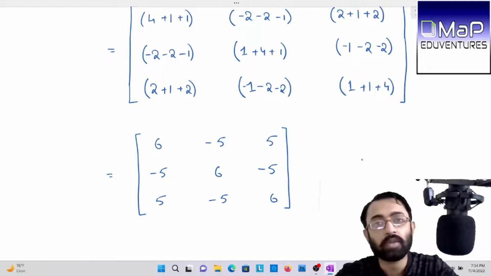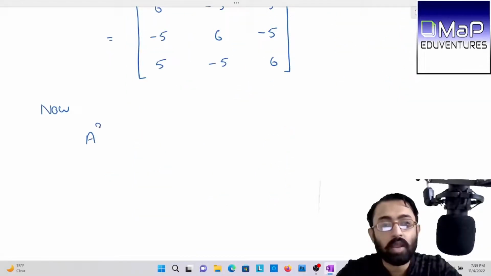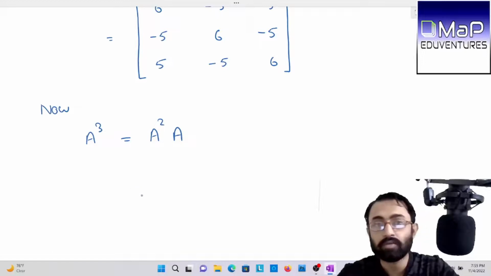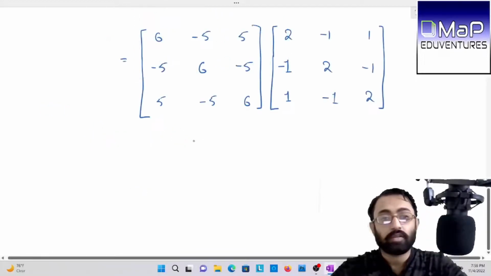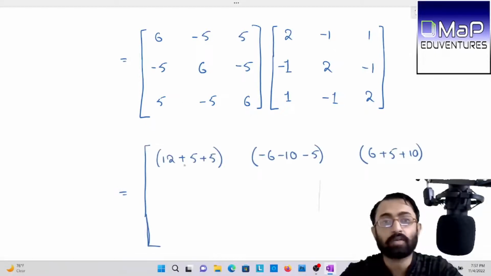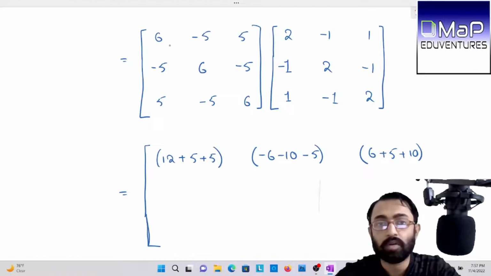So now we will find a cube. Now a cube, we can write as a square into a, or you can also write a into a square. You are going to get the same result. Okay, now we write the values of a square and a. So we have written down a square and a. Now, as before, we multiply these two matrices. So our first row and first column multiplication is done.